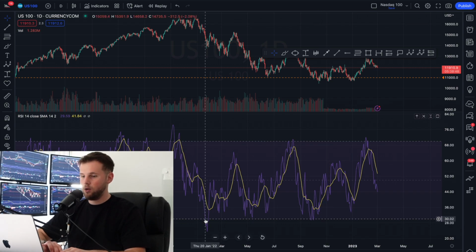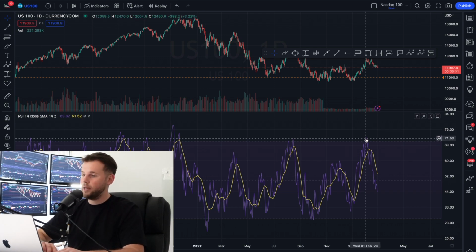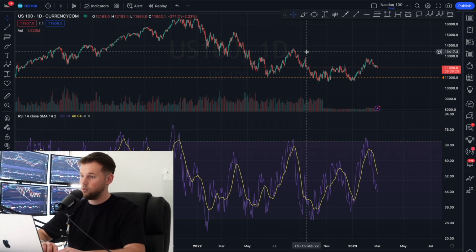When this line on this channel dips below 30, that then indicates that that particular asset is now oversold. And then when this line pops above 70, that's then telling us that that particular asset is overbought, meaning that it could potentially be a good time to sell.